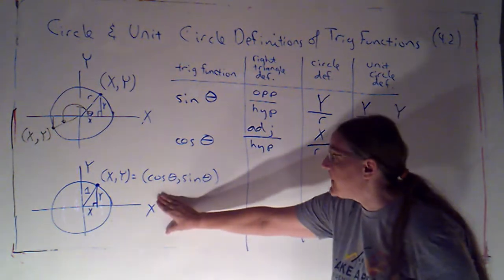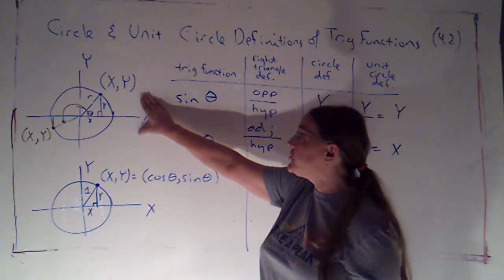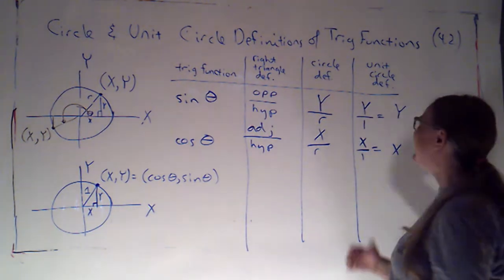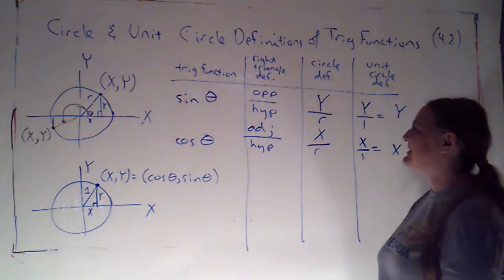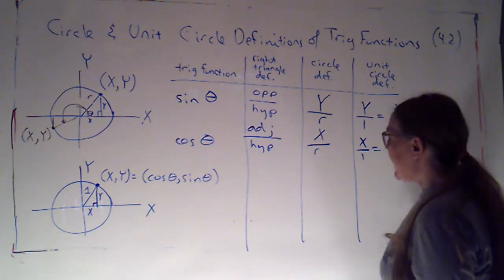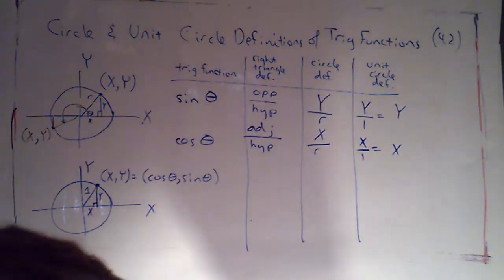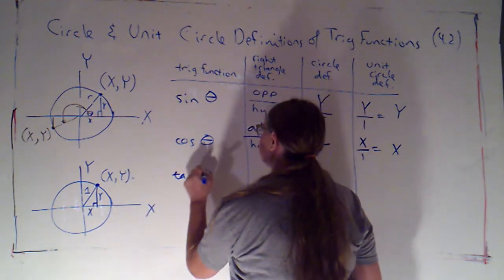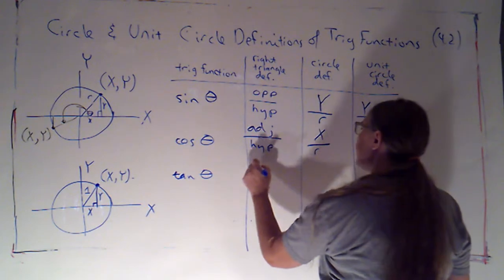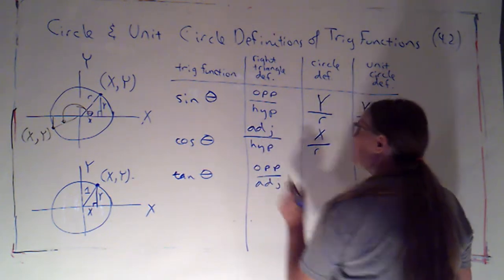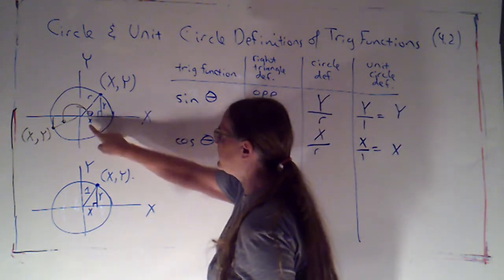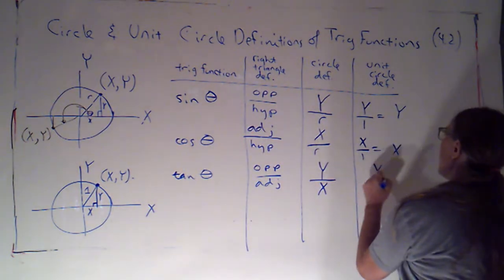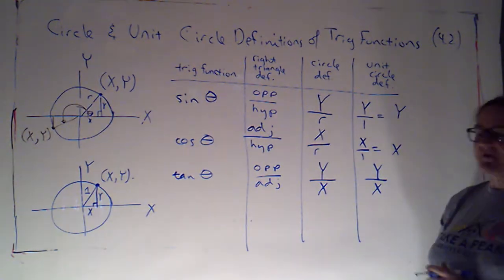Now, that only works on the unit circle. If I'm on a larger circle, the x value would be r times cosine of theta, and the y value would be r times sine theta. Okay, let me erase what I just wrote because it's taking up my space. So tangent of theta is opposite over adjacent. I can see that becomes y over x. That doesn't change because there's no r in that definition.